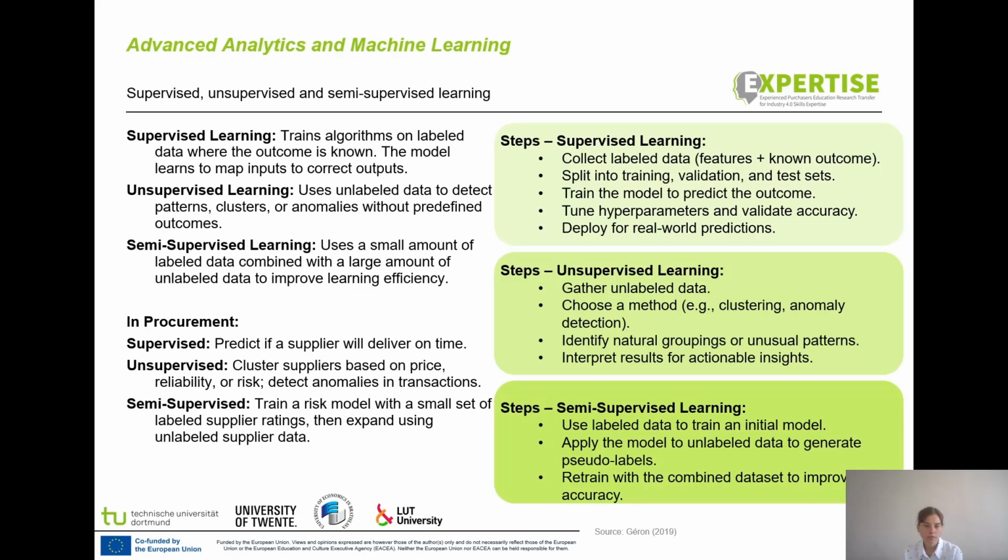In supervised learning, we work with labeled data. Past examples with known outcomes are used to make accurate predictions, like forecasting delivery delays. Unsupervised learning has no labels and finds hidden groupings or unusual patterns, such as clustering suppliers by reliability. Semi-supervised learning combines both approaches.